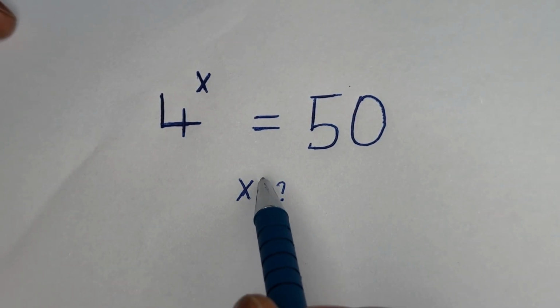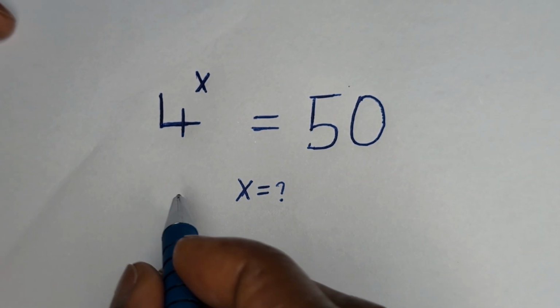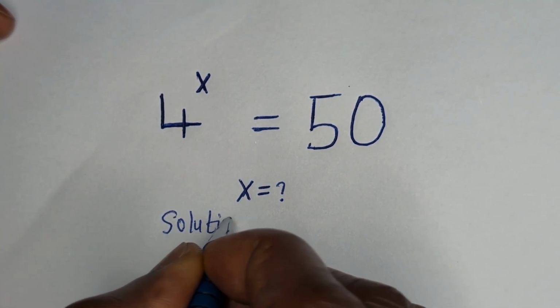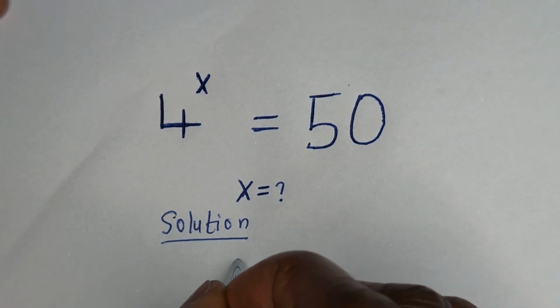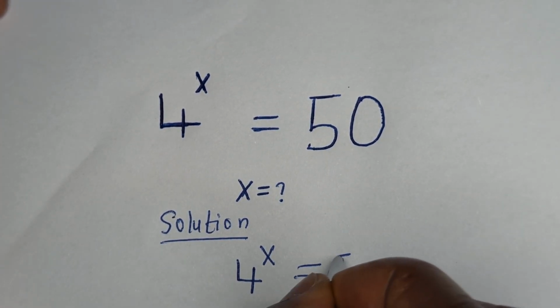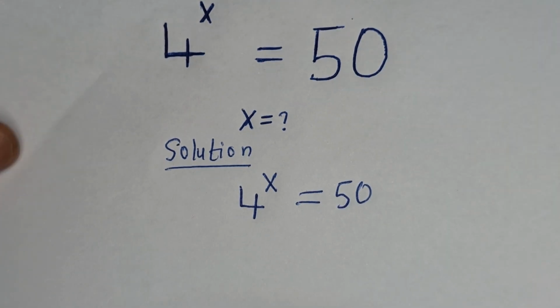Hello, how to solve for x in this equation? 4 raised to power x is equal to 50. Solution. Then here we have 4 raised to power x is equal to 50. Let us take the log on both sides of this equation.